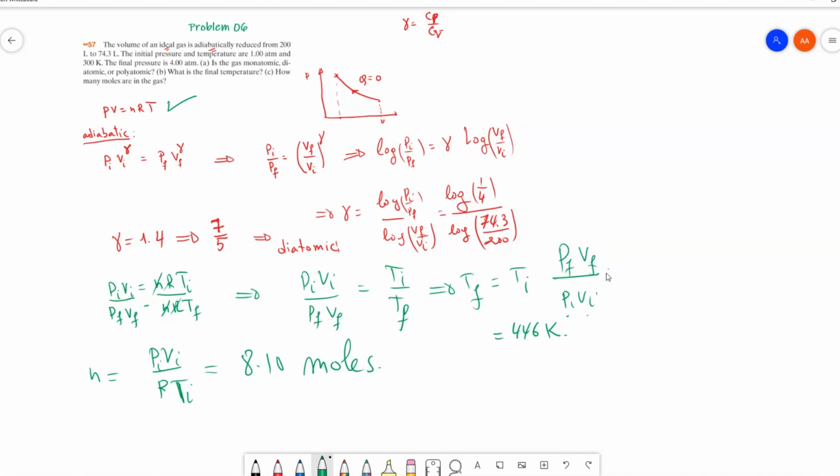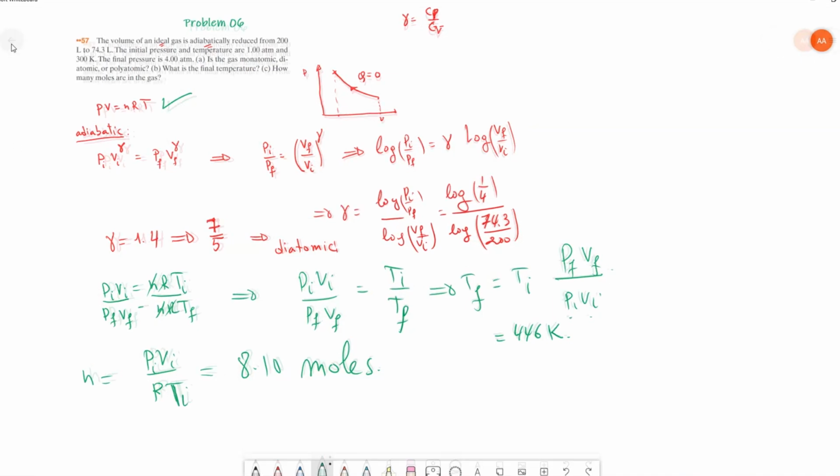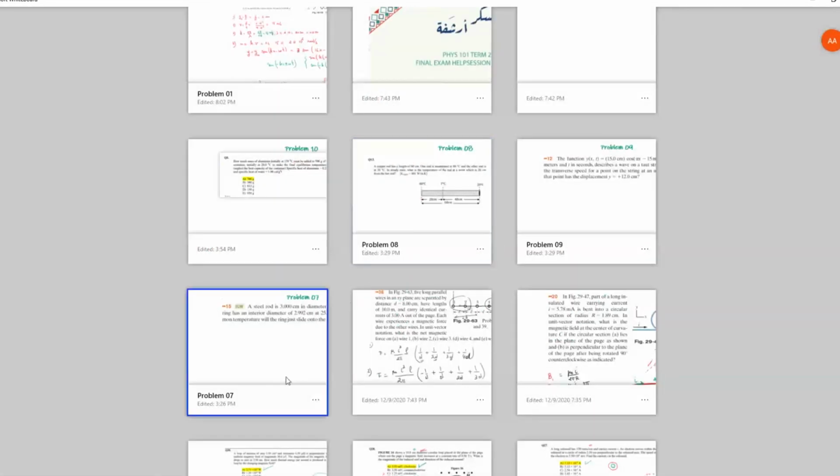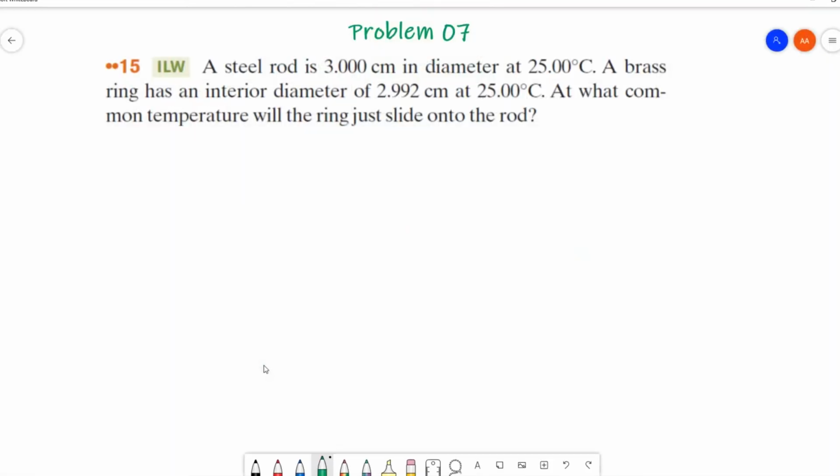Any other question? Okay, great. So let's go to the next problem. We are running a little bit of time, so I think number 7. Yes. This one is very simple, very short, but it's very important.